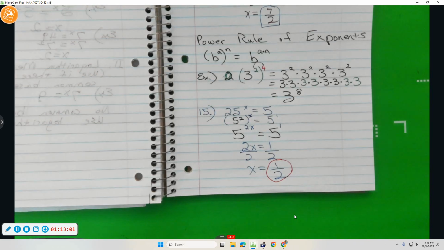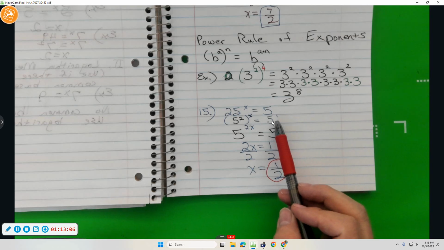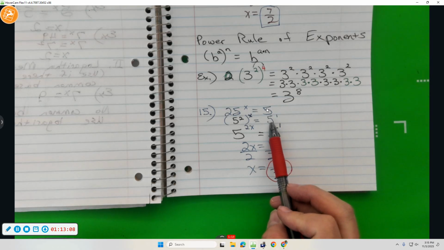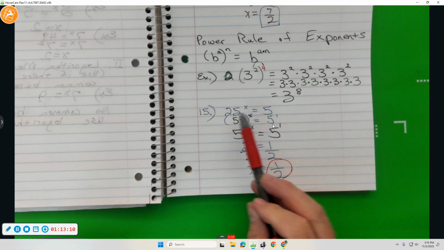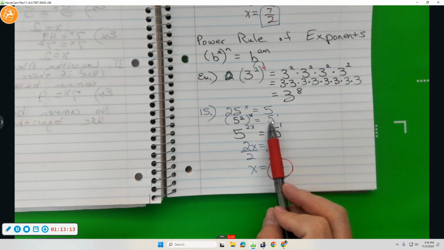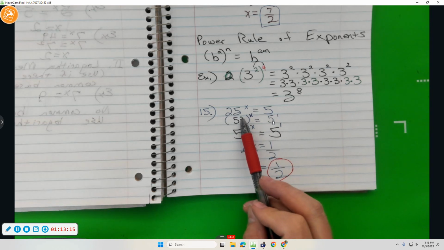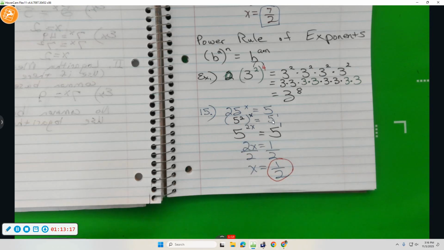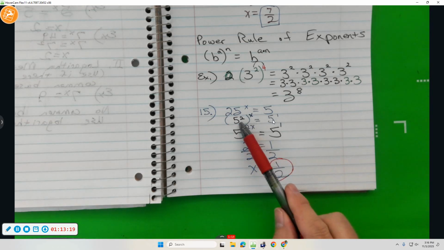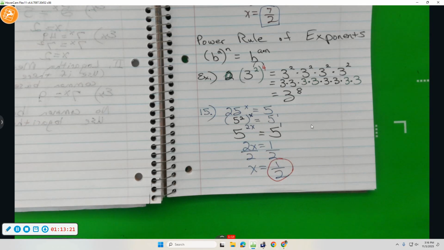Any questions there? Take a moment and look at that. I always go to the smaller base and ask myself, can I use that? Can I write the big base as a power of the smaller base? And yes, we were able to. 25 we wrote as 5 squared. We had a power raised to a power, so we multiplied the powers. At that point, we had the same base on both sides. Drop the base, set the exponents equal, and solve. Any questions there?